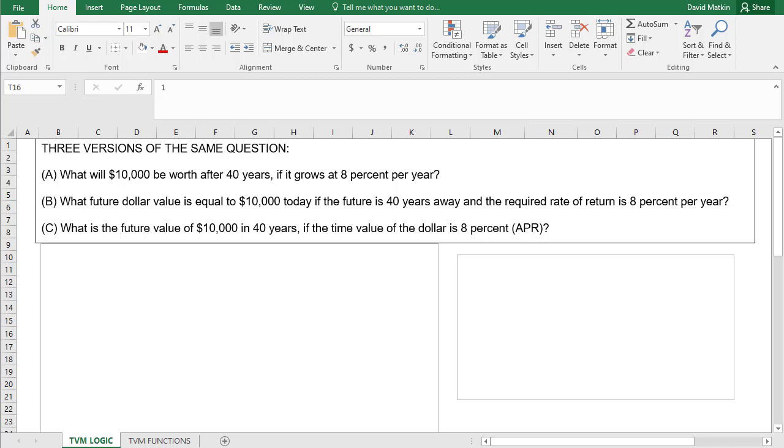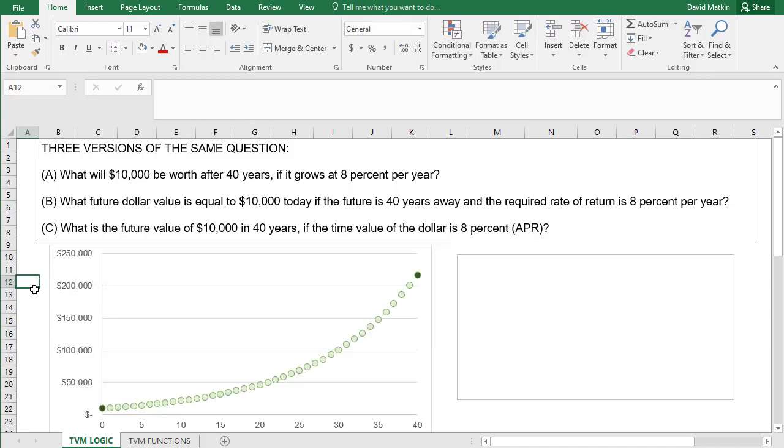If the time value of the dollar is 8% APR, APR stands for annual percentage rate. This framing of the question, a different version, is just once again emphasizing the fact that whatever future value that might be, that's 40 years out, it's equivalent to the $10,000 today. It is the future value of that $10,000. So that's where that term time value of money comes from, is we're looking at these two different valuations separated through time.